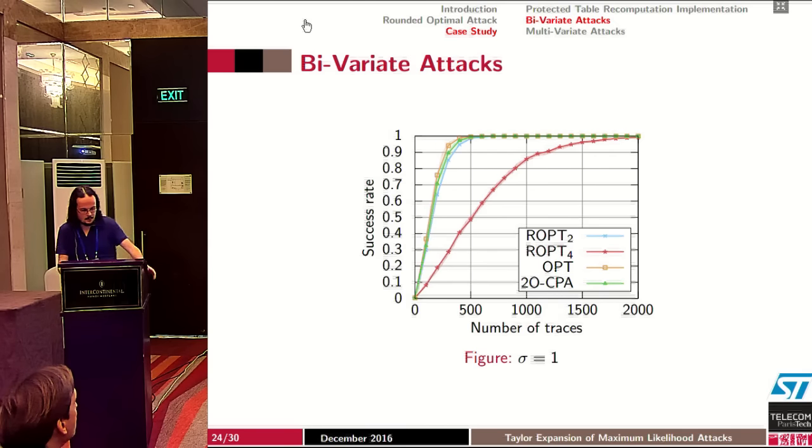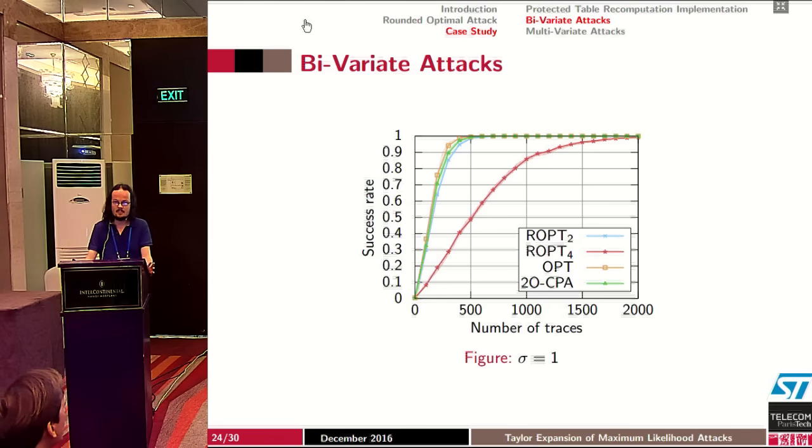So we can see in this figure the success rate expressed on the number of traces. First of all, we can notice that the optimal attack is the best attack. We can also notice that our new attack at degree 2 and the second-order CPA perform similarly and are close to the optimal attacks. But the interesting fact in this figure is that our new attack at degree 4 is not as good as the other attacks.